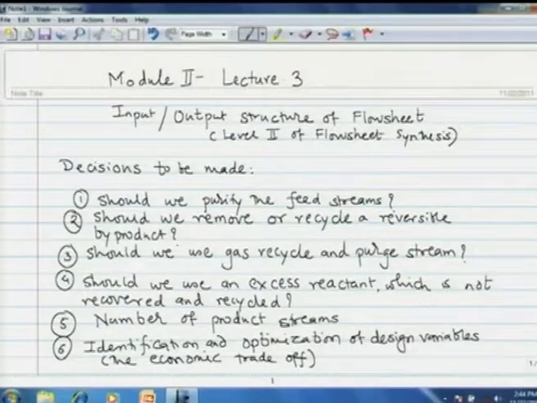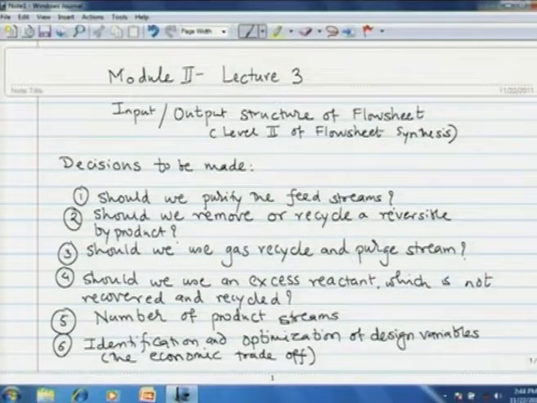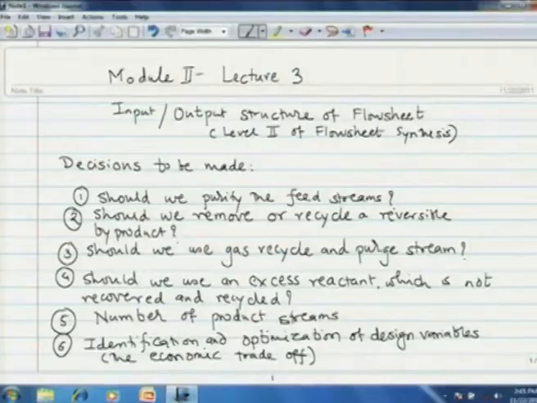We have already seen the decisions for the batch versus continuous process, under what circumstances we go for a batch process, and under what circumstances a continuous process is preferred. In the previous lecture, we started with level 2 of the flowsheet synthesis, that is, the input output structure of the flowsheet. We have to make basically 6 decisions in this stage.